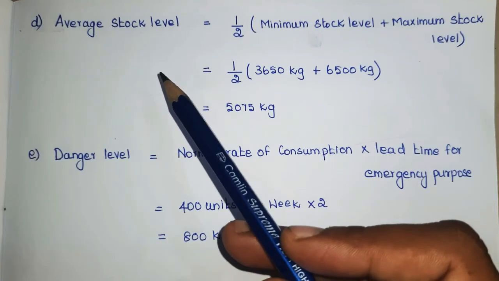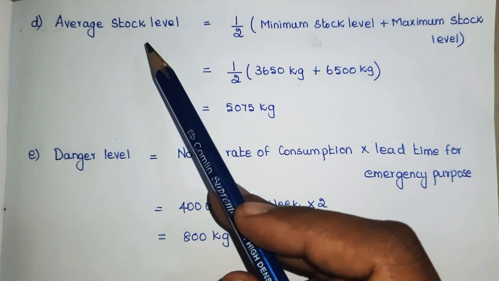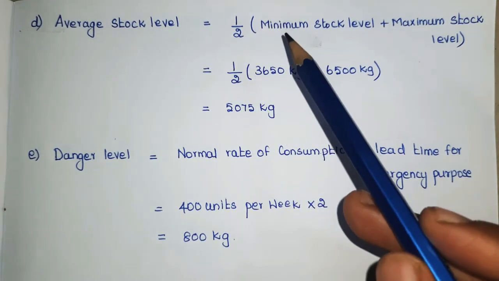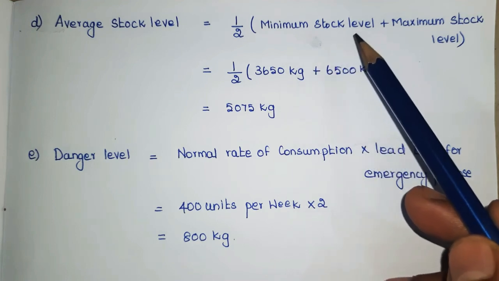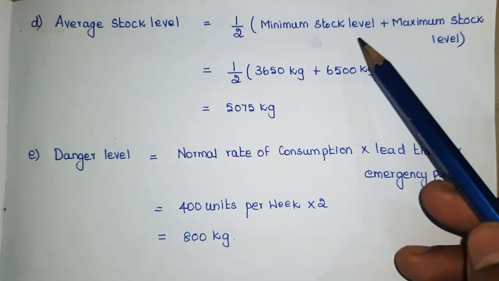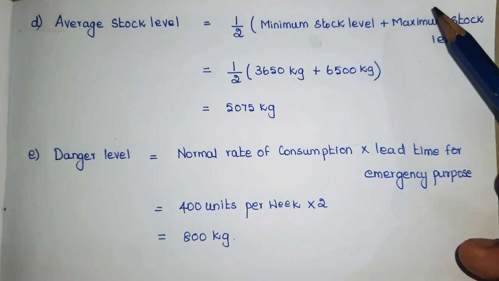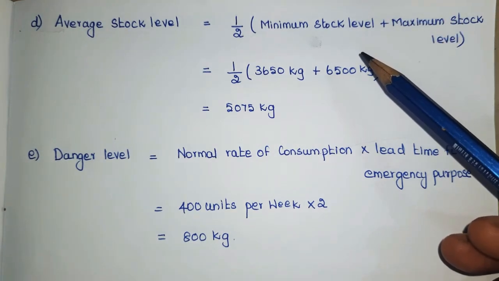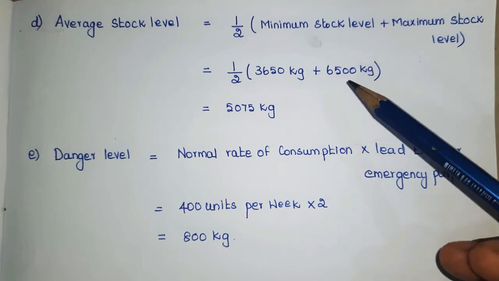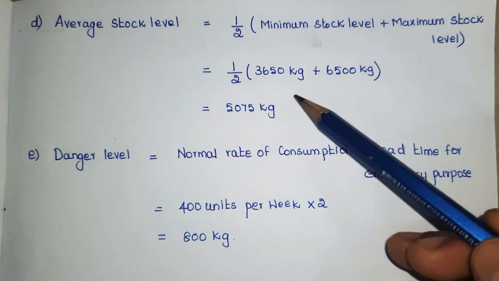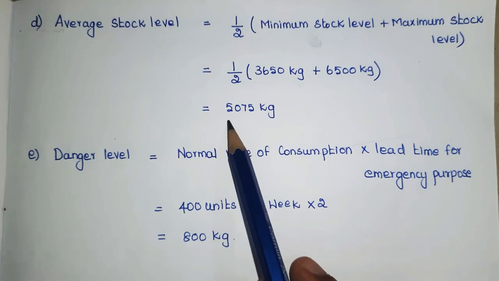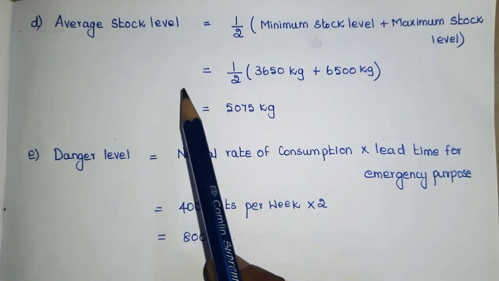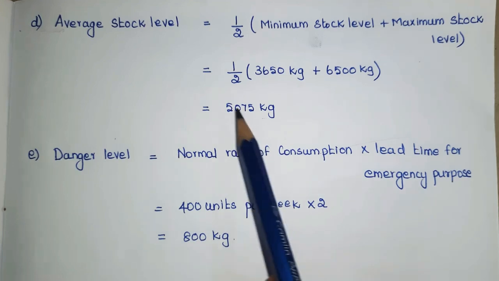The next subdivision in this question is average stock level. The formula for average stock level is half of minimum stock level plus maximum stock level. We have found out the minimum and maximum stock level, and the same should be applied in this formula. We will calculate and get 5075 kg, where the average stock level is 5075 kg.